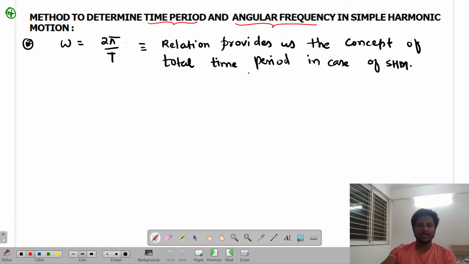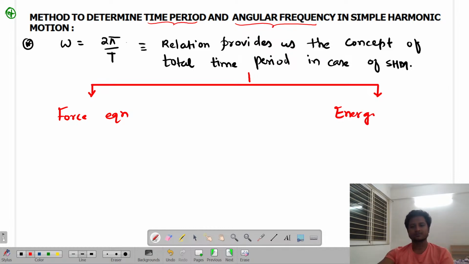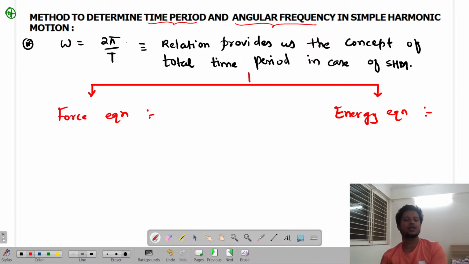One is by the method of force equation. This time period of SHM is calculated in how many ways? Two ways. One is by the method of force equations, and another one is the energy equation. Is that clear or not? Basically, for the force equation, we follow two different kinds of processes for all these topics, like how to deal with force equation, how to deal with energy equations. Both are actually equivalent to each other.